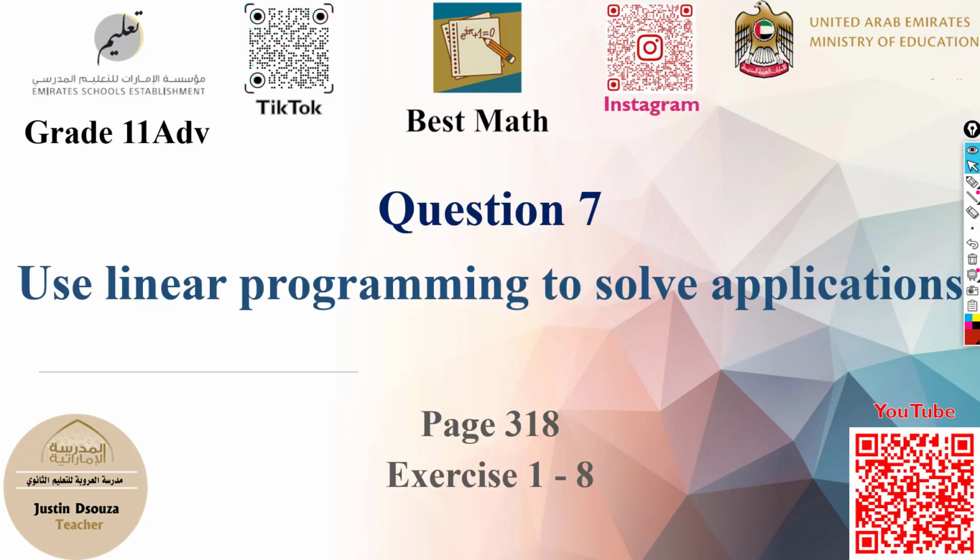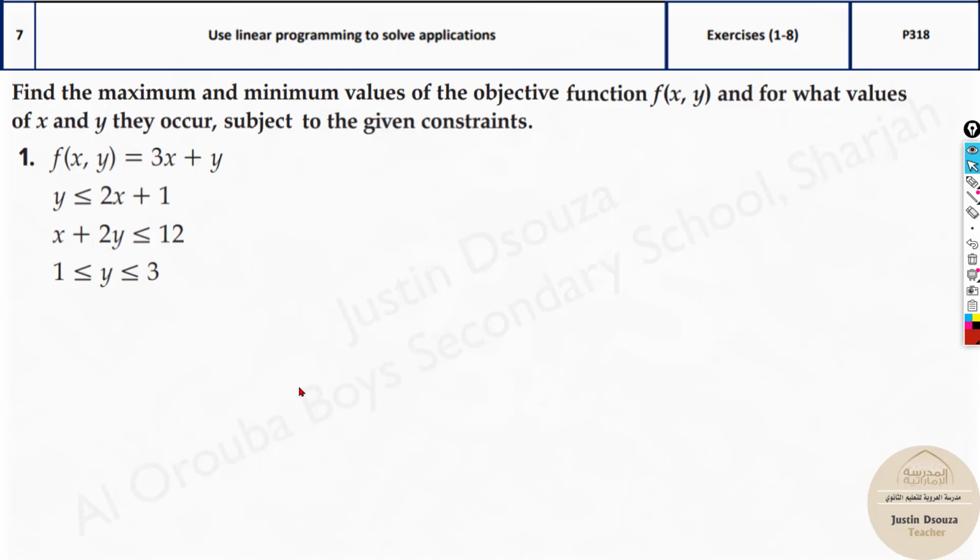In this video, we will use linear programming to solve applications. Here we have systems of equations, and then an objective function is given. We need to solve this up and find the vertices and use the objective function to find maximum and minimum values. Basically, this is done by graphing. Now, what do we graph?